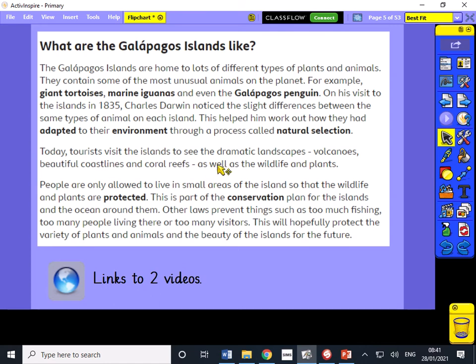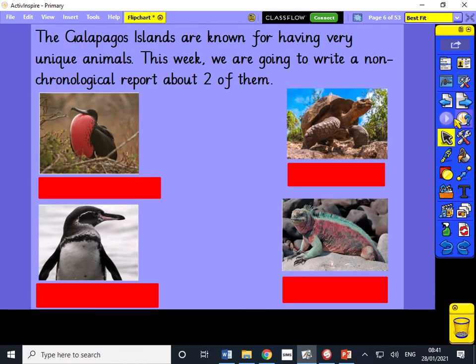You can still visit them today. They're a very big tourist destination, but they're very expensive to go to. And it's very well protected as well, because there are only a few hundred giant tortoises left. They've all been hunted. And you can see at the bottom here there are links to 2 videos. Well, on your home learning links, I sent 2 links to the BBC. So there's 2 videos on there that you can watch about them.